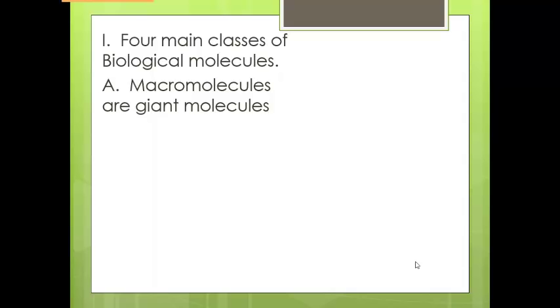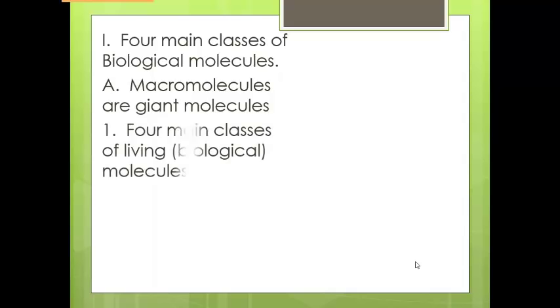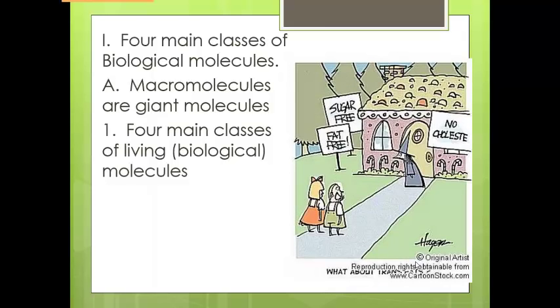We also call these macromolecules. Macro means large or giant molecules. Not giant as far as we still need microscopes to see them, but they are much bigger compared to other chemicals in the body. There are 4 main groups or classes to these living molecules, and some of them are kind of hit upon in this cartoon.